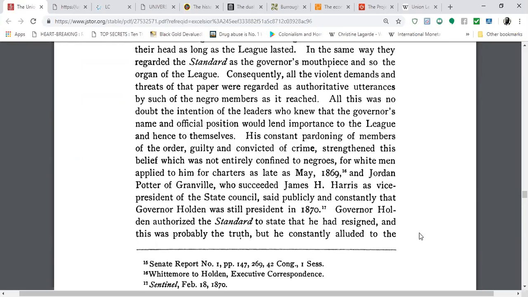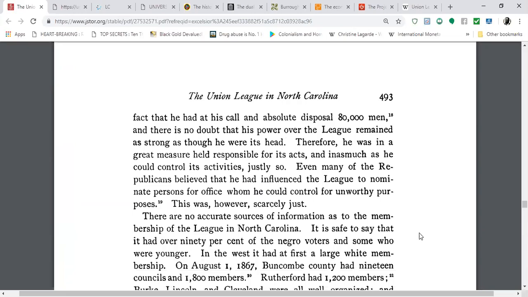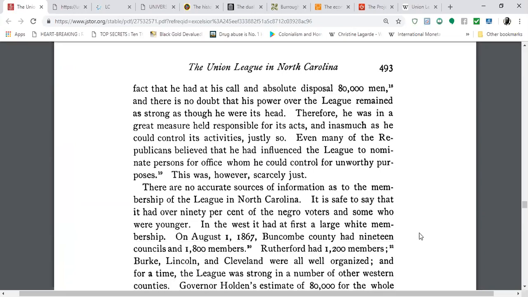Governor Holden authorized the Standard to state that he had resigned, and this is probably true, but he constantly alluded to the fact that he had been called an absolute disposal of 80,000 men. And there was no doubt that his power over the League remained as strong as though he was the head. Therefore, in great measure, he held responsibility for its acts inasmuch as he controlled its activities. Even many Republicans believed he had influenced the League to nominate persons for office whom he controlled for unworthy purposes. This was, however, scarcely just.